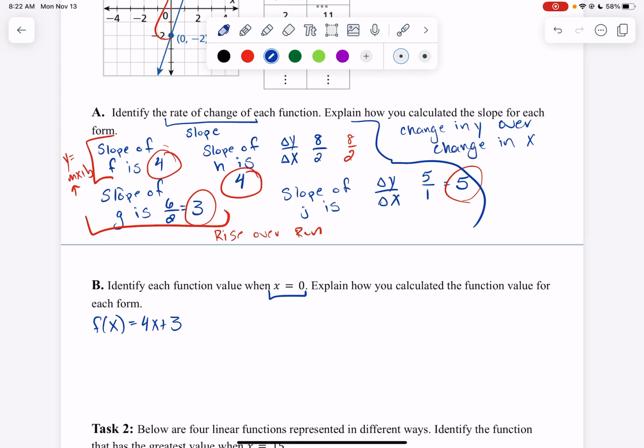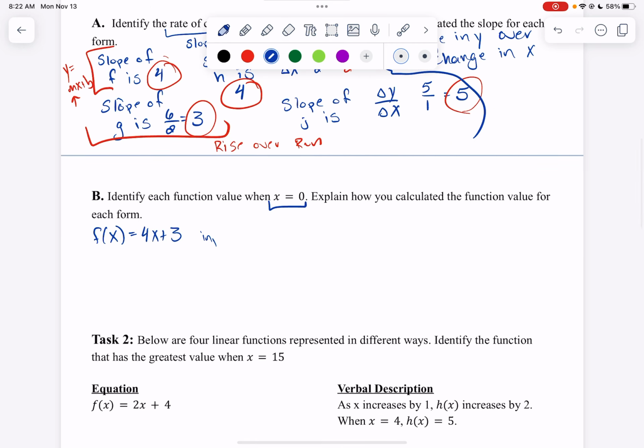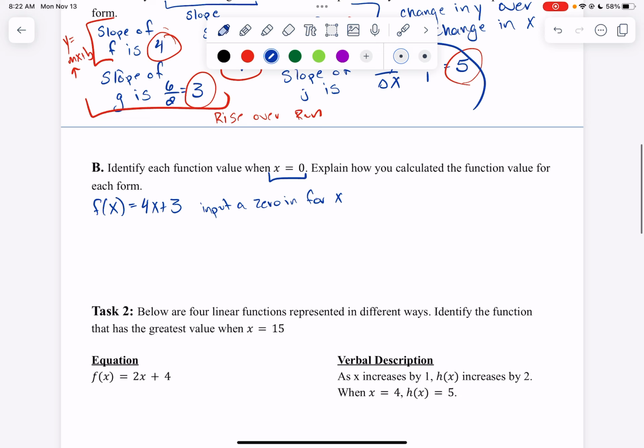But I want x to be 0. So what are we going to do? We're going to input a 0 in for x. It says to explain, so I'm going to kind of explain before I get going. So I need to find f of 0.